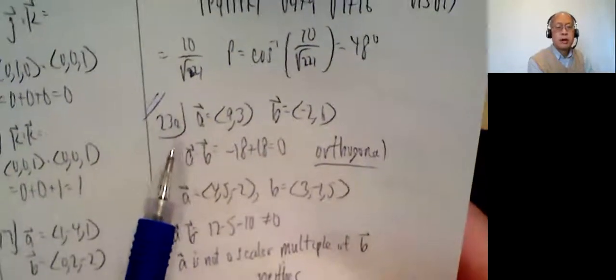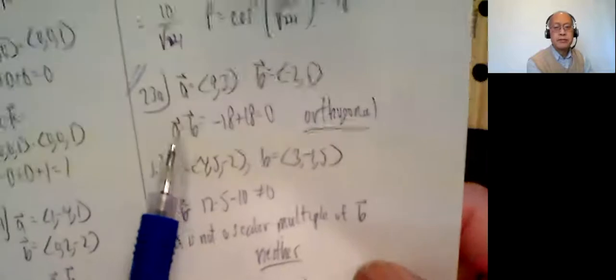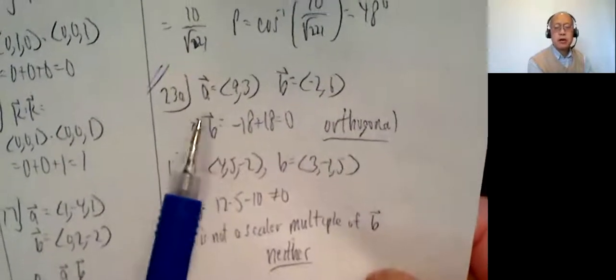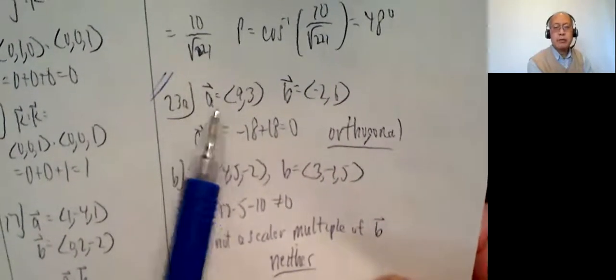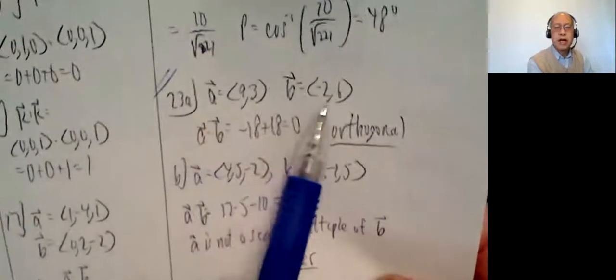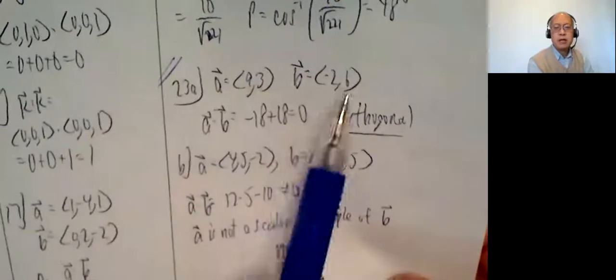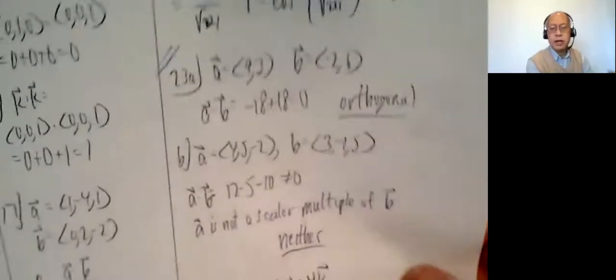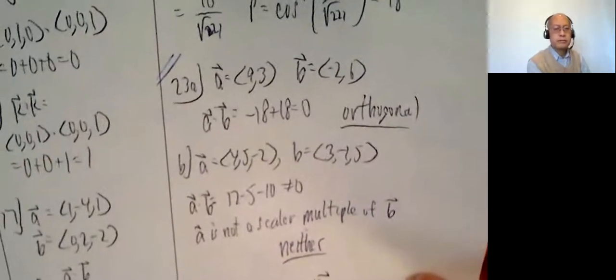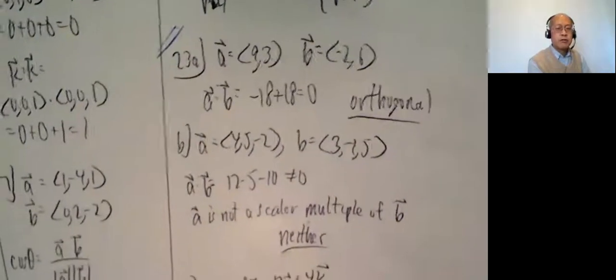Okay, 23A: are the vectors orthogonal, perpendicular, or parallel, or neither? If they're perpendicular or orthogonal, the dot product is 0. So 9, 3 and negative 2, 6. Dot product: 9 times negative 2 is negative 18. 3 times 6 is 18. Add them up, you get 0. So they are orthogonal.